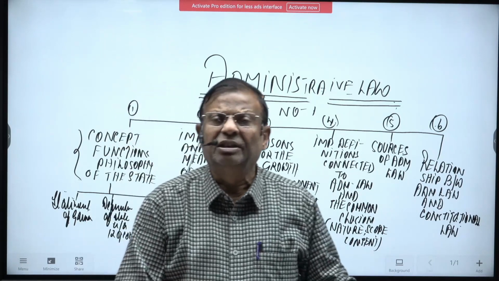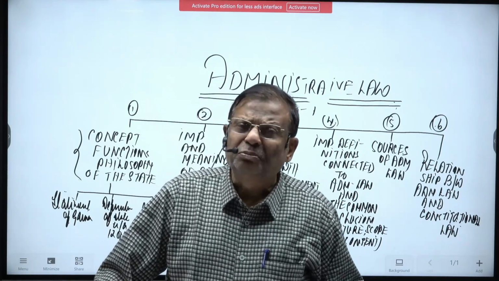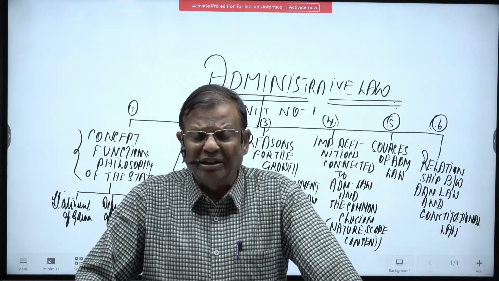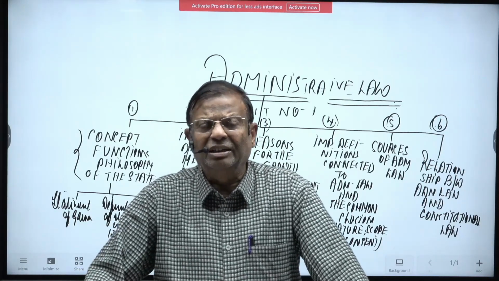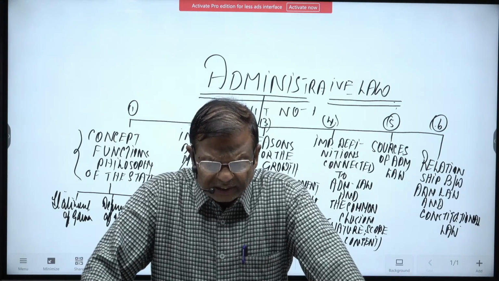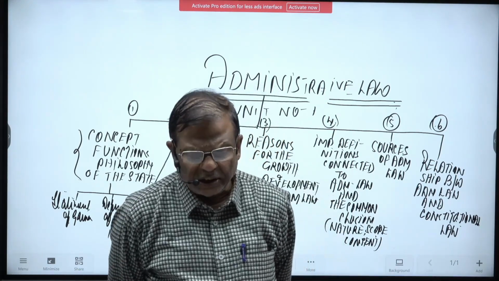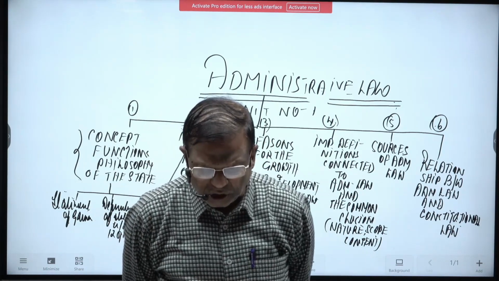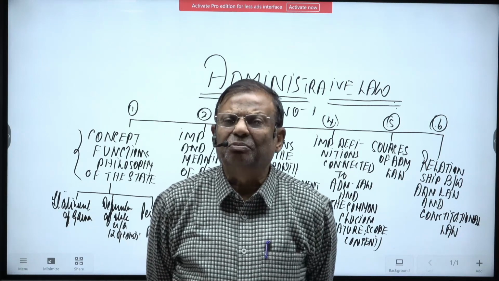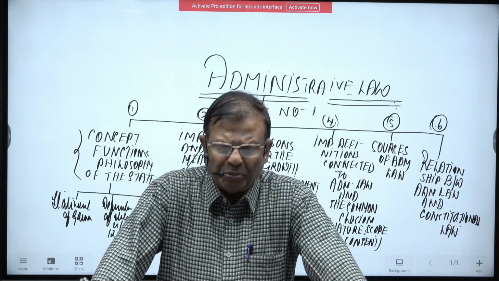So let us start first with the concept of state in terms of the statement of the political scientist Garner, you see. Please kindly focus on the statement of Garner. Garner has stated that state is a community of persons, and more or less numerous.